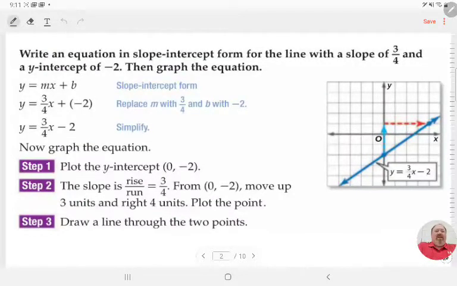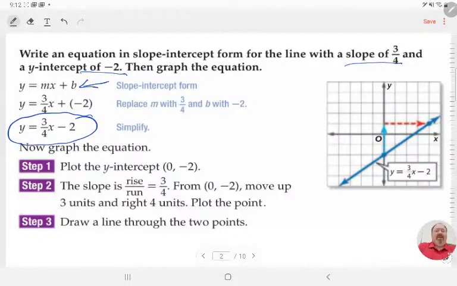So this says to write an equation in slope-intercept form for the line with a slope of 3/4 and a y-intercept of -2, then graph the equation. Well, we start with y equals mx plus b. We plug in the slope. We know the slope is 3/4. And we plug in the y-intercept, which we know is -2. So that would be y equals 3/4 x plus a -2, or y equals 3/4 x minus 2. And that would be our equation in slope-intercept form.